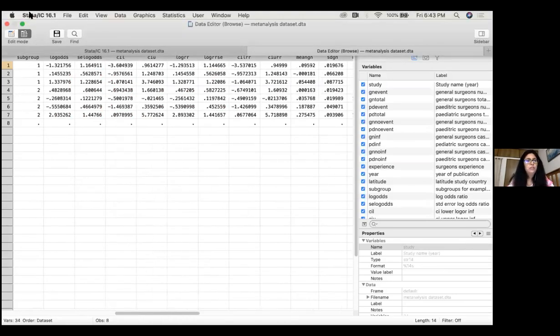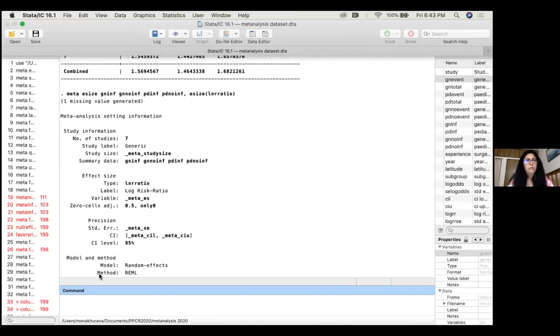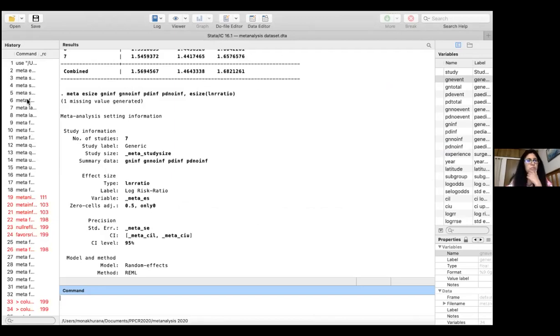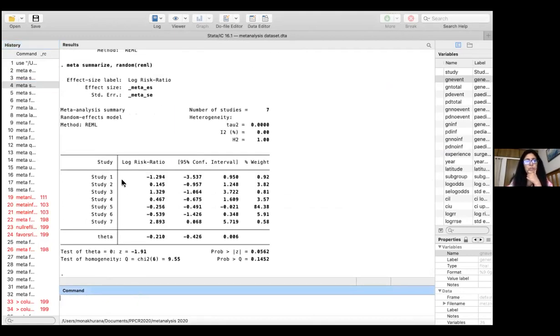So next you have to just do the forest plot. First you can summarize the data. You can do meta summarize, and you can type the model, random effects model. And here Stata does it by default by REML method. So you can just type that and you get the printout here. Again, it gives you the numbers. You can see the command here, meta summarize, random REML.